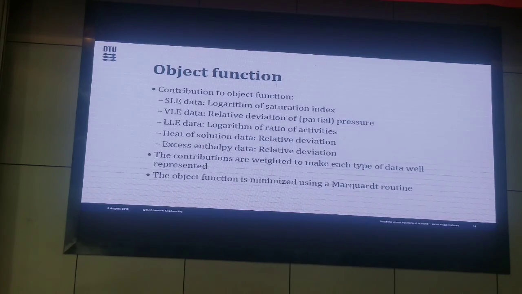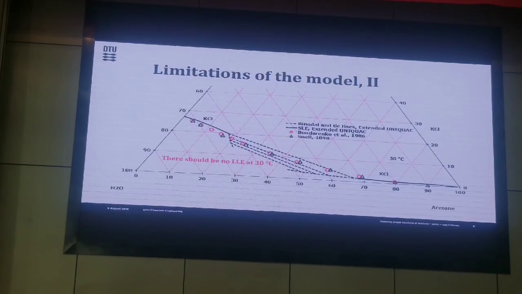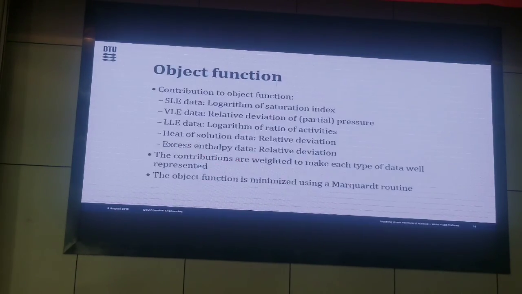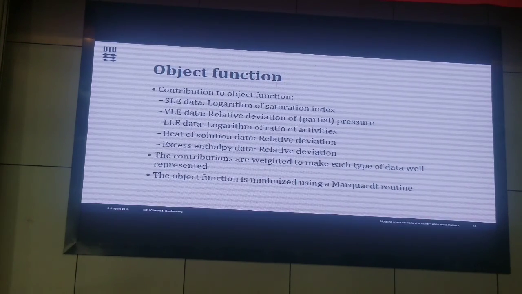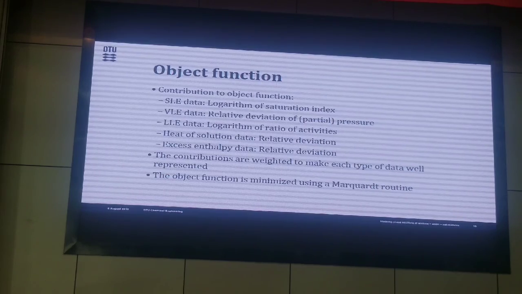All the experimental data are shown here, they are solid-liquid equilibrium data. The objective function I used for modeling is based on the deviation of the different types of data. We weighted them in a way so that all these types of data were well represented by the model. And we minimized the objective function by Marquardt.